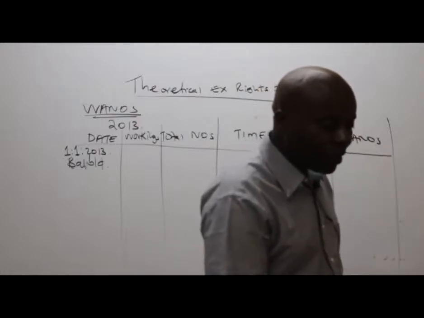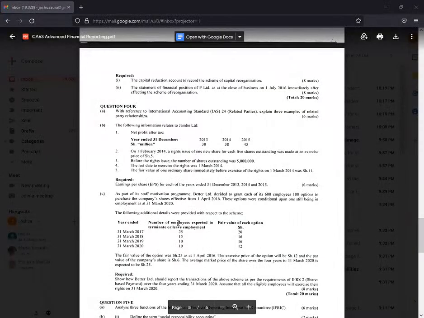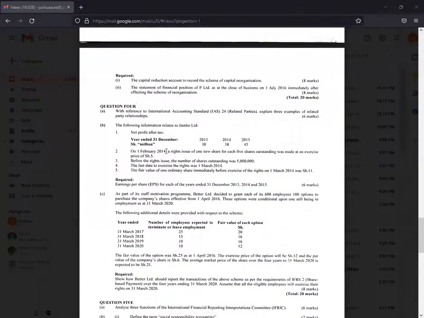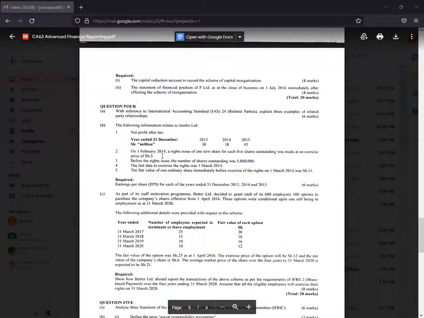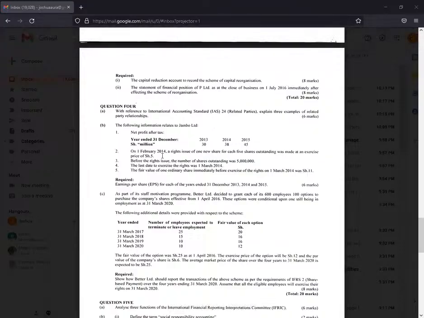So 2013, ladies and gentlemen, this is what we have. You can see the year is ending 31st December. You are told that on 1st February 2014, a rights issue of 1 new share for each 5 shares outstanding was made at an exercise price of 5. So, ladies and gentlemen, this is a transaction that took place in 2014. It will not affect us in 2013. We go to note number 3. Before the rights issue, the number of shares outstanding was 5 million. So all along, before the rights issue, we have been having 5 million shares.